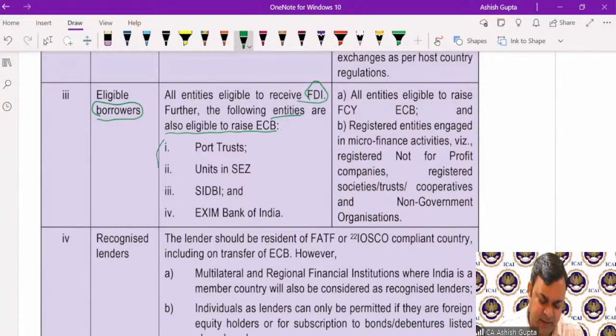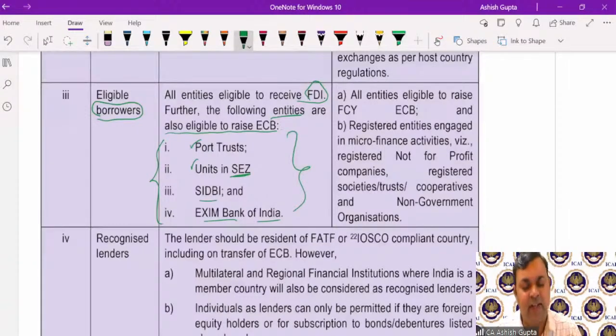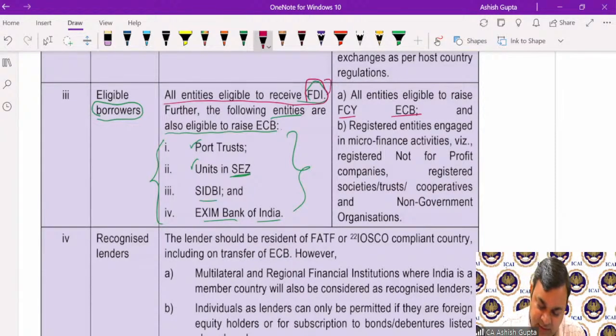Second, these are specific authorities as prescribed under these ECB guidelines: port trust, units in special economic zone, SIDBI, Exim Bank of India. So these are specifically mentioned, and the first point is all entities eligible to receive foreign direct investment are eligible to receive ECB also. Second, in INR, all entities eligible to receive FCY ECBs, meaning these all entities are covered. Those entities who are eligible to receive foreign currency external commercial borrowing in FDI concept or under the 4 specific ones, like for example port trust, units in SEZ, SIDBI, Exim Bank, they all are eligible to receive in INR.